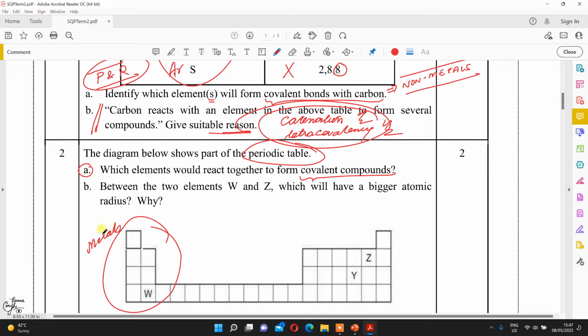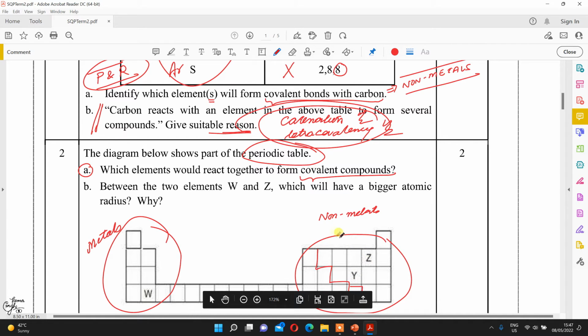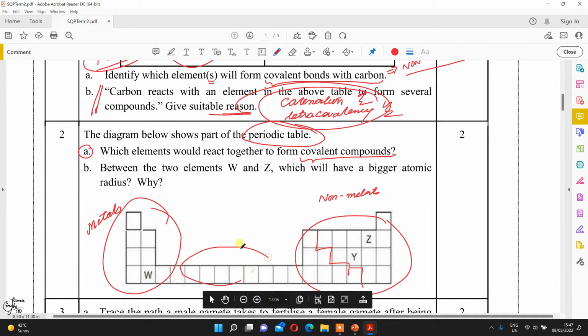So this basically is a question from both periodic table as well as carbon and its compound. On the right hand side you have non-metals. Here you will have a zigzag line which corresponds to metalloids or semi-metals. In the center also you have metals, but this you're going to study in higher classes. So Y and Z are non-metals.